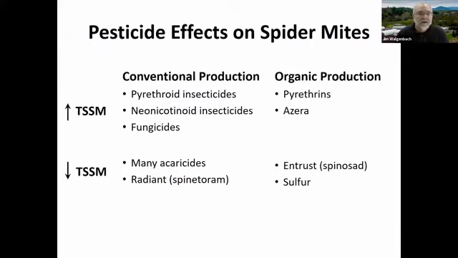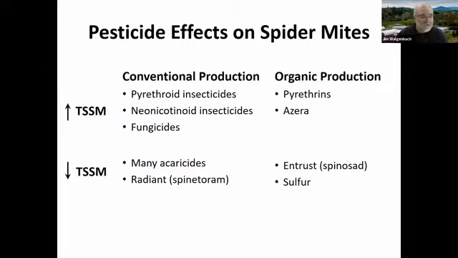I also want to point out that there's a lot of pesticides that are put on tomatoes, and I've put some of the reactions in both conventional production as well as organic production. Pyrethroid insecticides and neonicotinoid insecticides can flare mite populations, as can some fungicides. And I'll talk about why that is in just a second. And in organic production, anything that has pyrethrins in it, such as Pyganic and Azera, can also sometimes cause flares of spider mites as well.